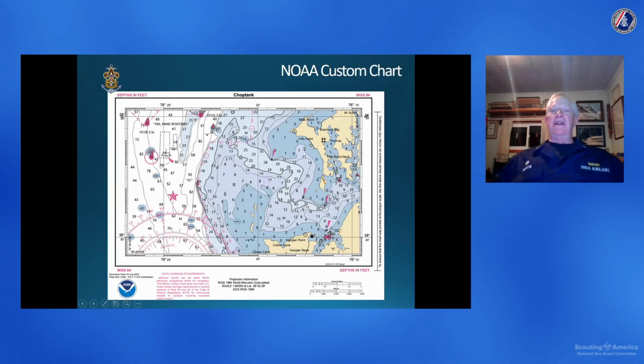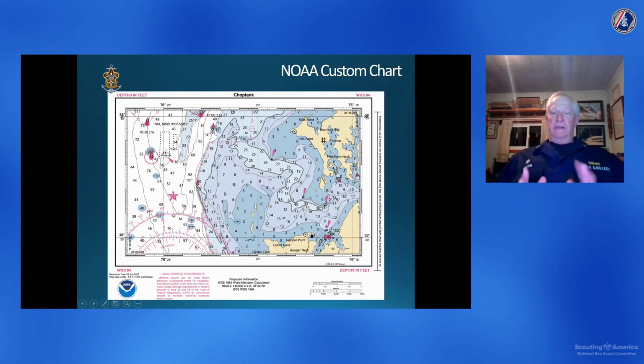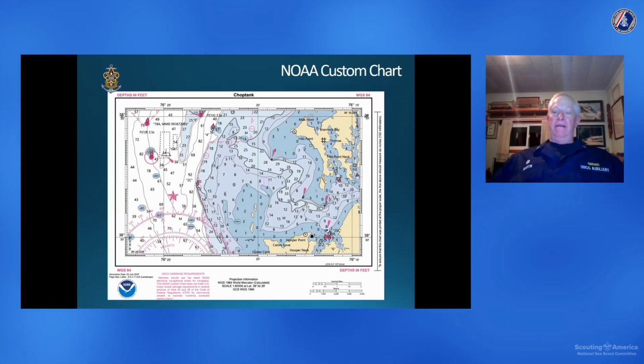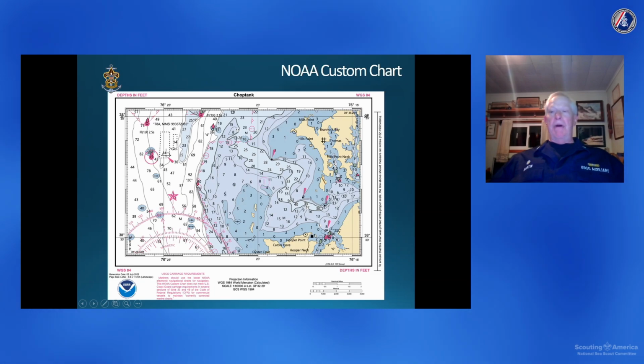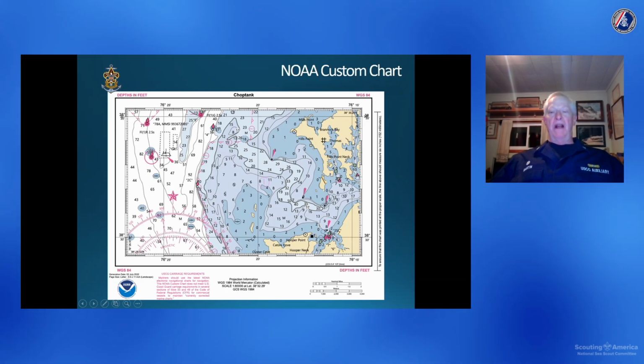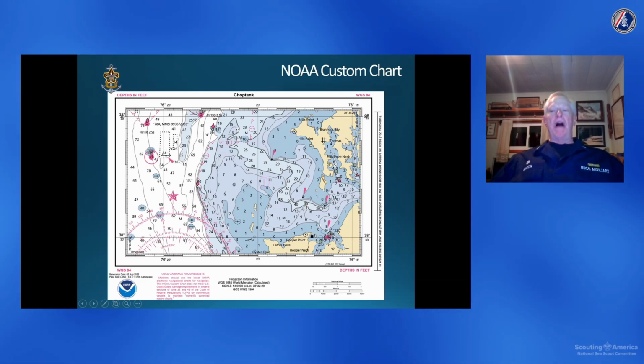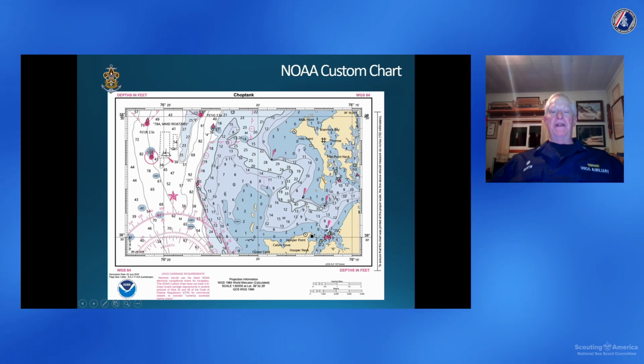So now let's get into the custom charts. Okay, this is what a custom chart would look like. It looks much like a paper nautical chart, but you've created this. You yourself have created the border or the outline just by drawing a box on the screen of the area that you're interested in.